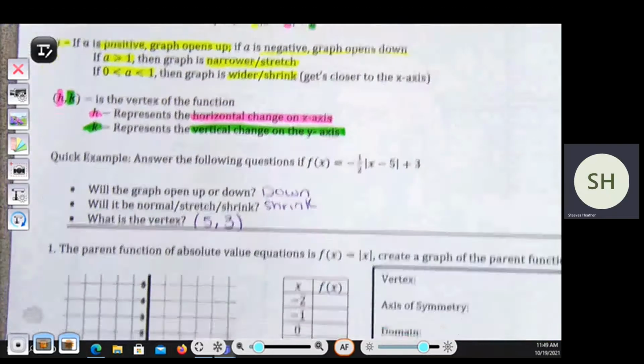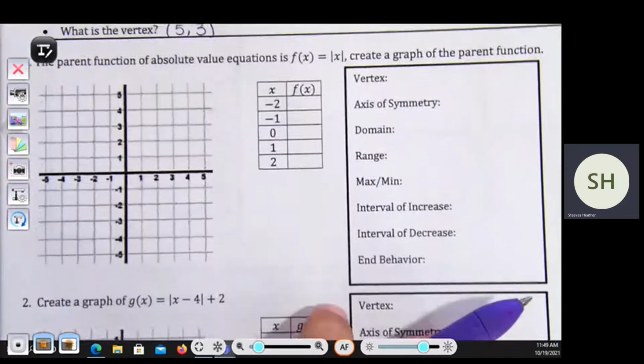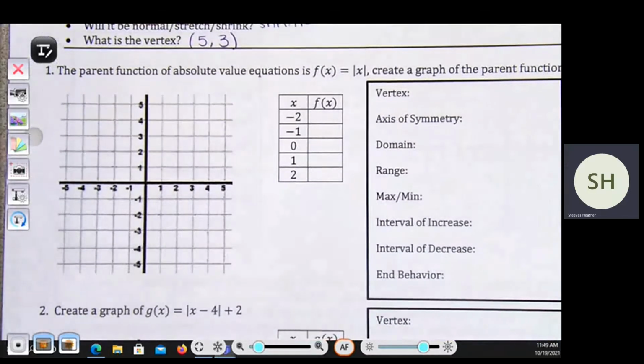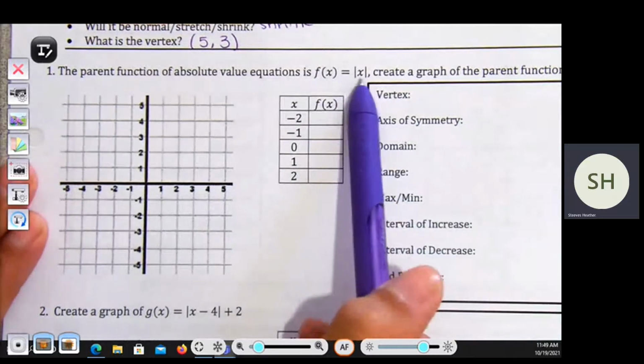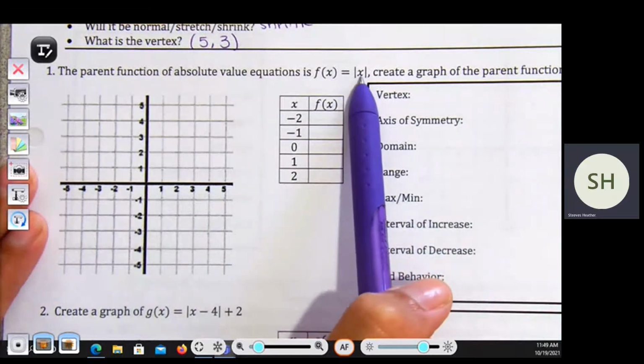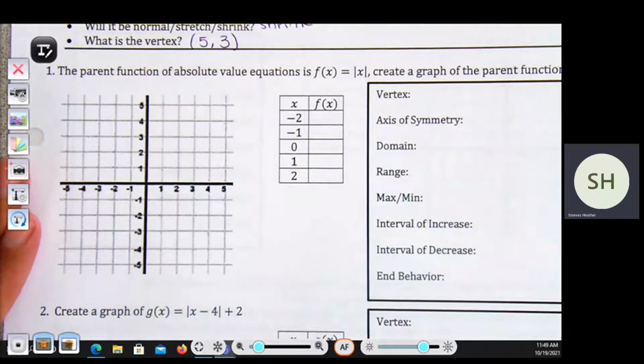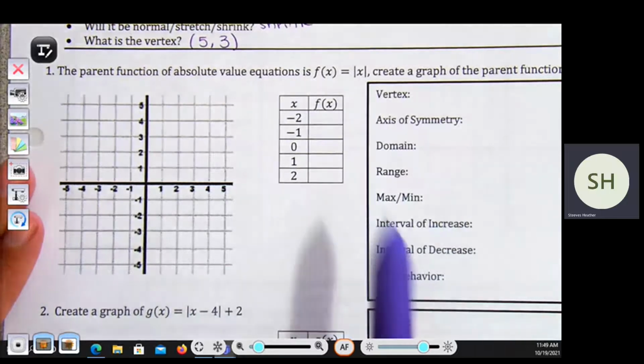So let's do question number 1. I'm going to show you the way to do it long, and then I'm going to show you the cheat way based on A, okay? We're going to do the first two kind of how we did yesterday. The parent function of an absolute value equation is f of x equals the absolute value of x. This is the most simple absolute value function you can have. A is equal to 1. It's positive. It's not shifting left or right. It's just super neutral in the middle, just chilling like a villain.